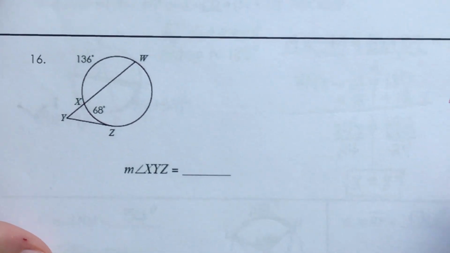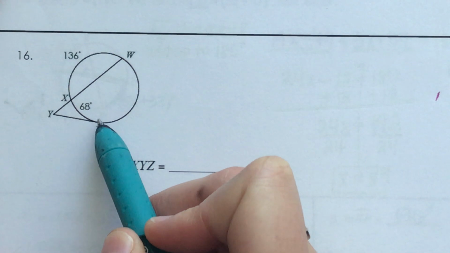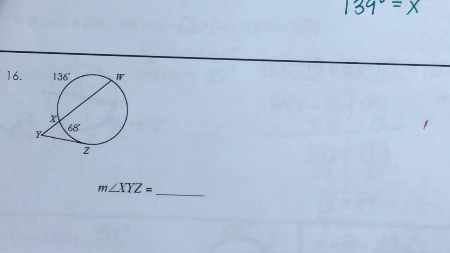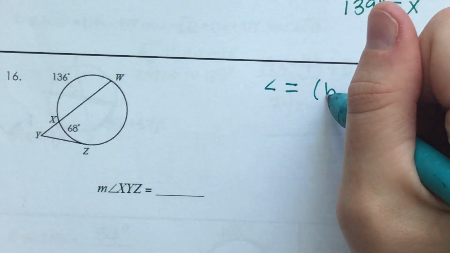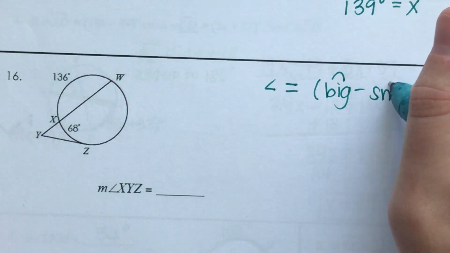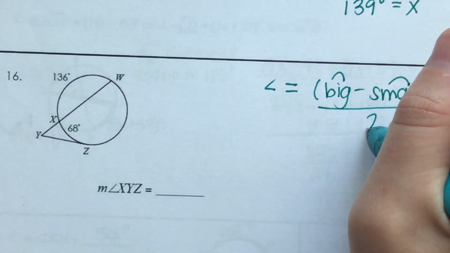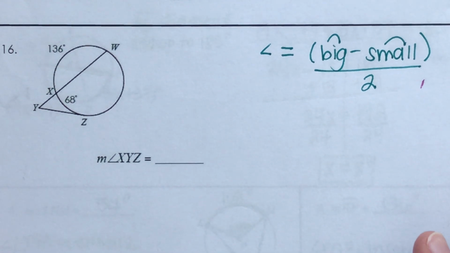Okay, last problem. Again, I see kind of like a party hat. It's outside of the circle. So I already know my equation is angle equals big arc minus small arc divided by 2. So let's figure out all the pieces that are given to me here.